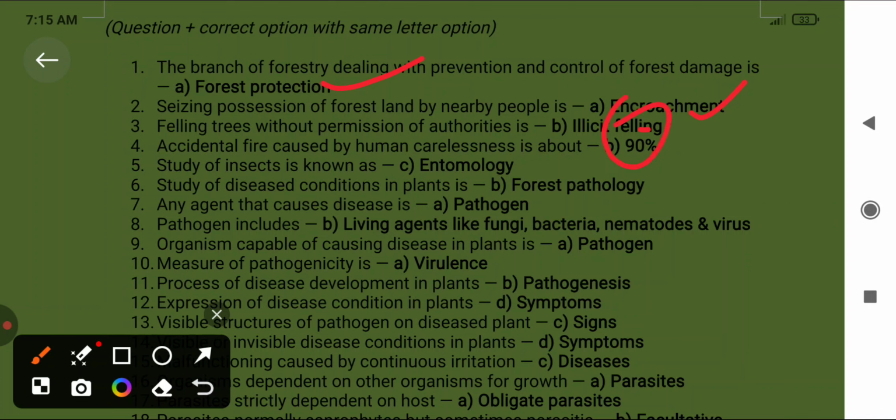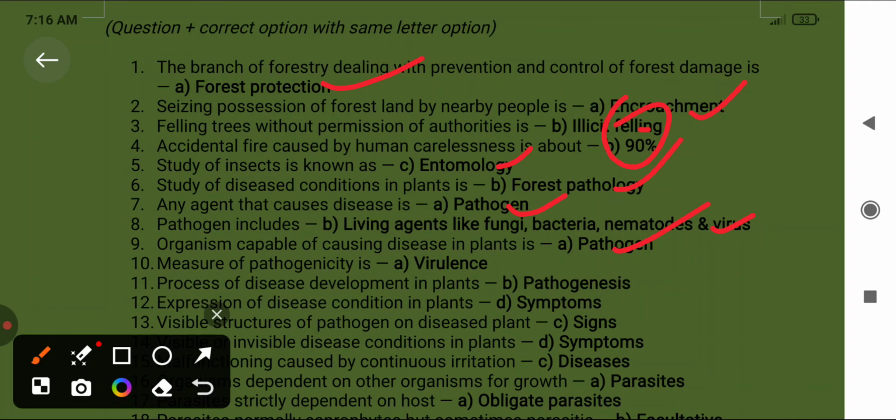Study of insects is entomology. Study of disease conditions in plants is forest pathology. Any agent that causes disease is a pathogen. Pathogens include living agents like fungi, bacteria, nematodes, and virus. Organism capable of causing disease in plant is a pathogen.